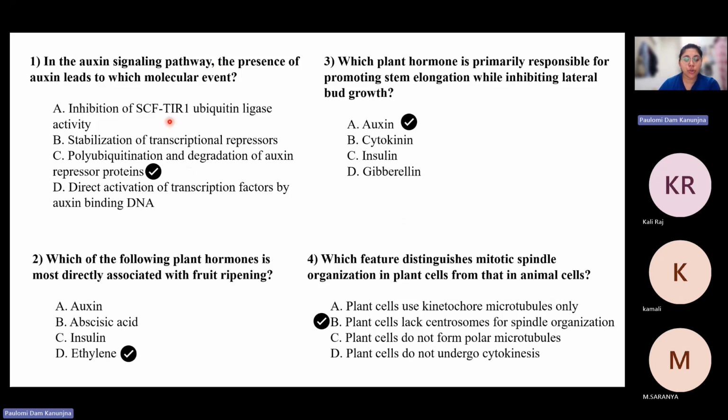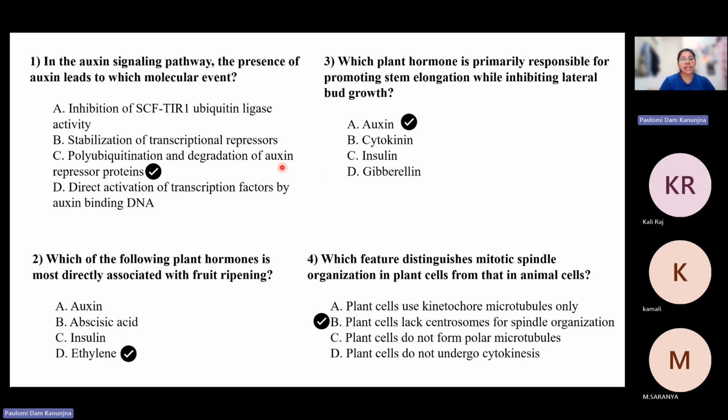Let me try to walk you through. So the auxin signaling pathway, like I said, if you have auxin, it leads to the polyubiquitination and degradation of auxin repressor proteins, right? So the first option is inhibition of SCF activity. That's exactly what we don't want. We don't want it to get inhibited. Stabilization of transcriptional repression, that is not the correct one here. We want the SCF and the receptors and everything to work. So we don't want the repressor to be there. That's why we have to remove the repressor proteins. Auxin does that. Auxin removes the repressor proteins. So you ubiquitinate and degrade that.